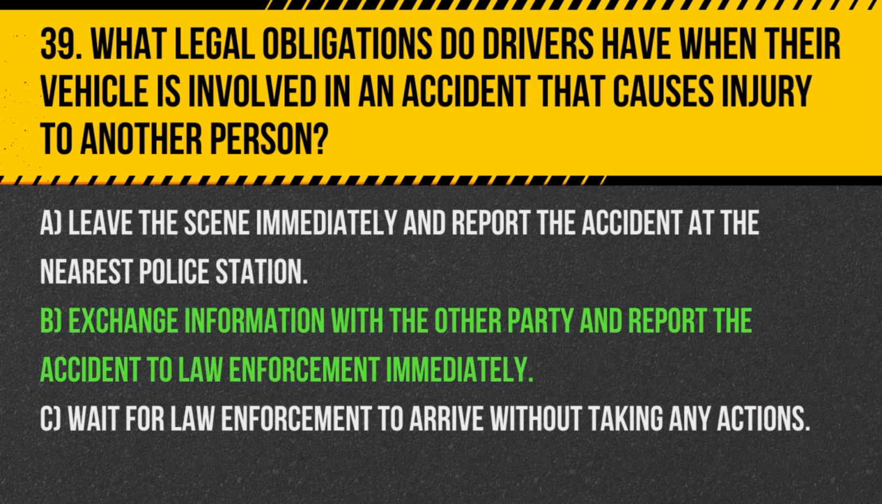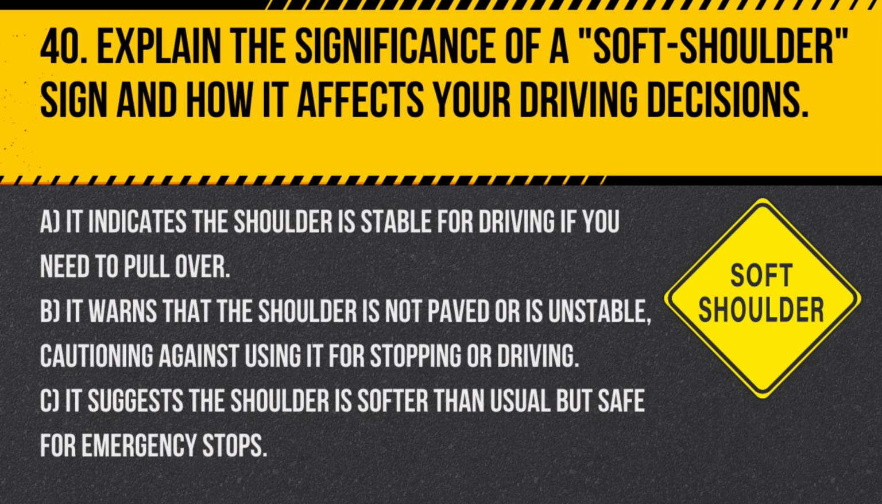Answer: B. Exchange information with the other party and report the accident to law enforcement immediately. Prompt reporting and information exchange are required by law. Question 40. Explain the significance of a soft shoulder sign and how it affects your driving decisions.